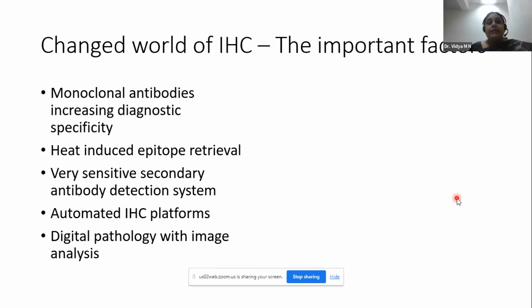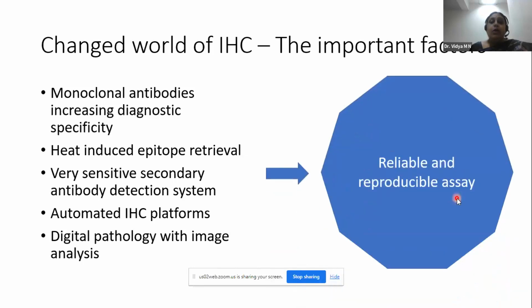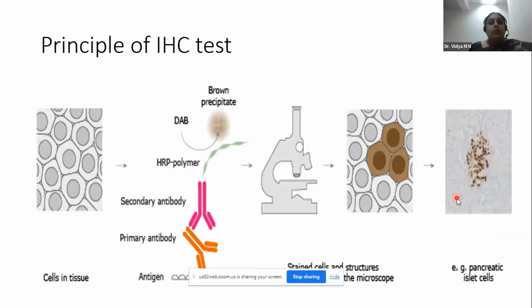And also we have very sensitive secondary antibody detection systems, which reduce the background noise, and the specificity of your test increases. And also we have automated IHC platforms. We know of many IHC platforms which can cater to your high throughput labs as well as your low throughput labs. So this, along with, definitely last but not the least, digital pathology with image analysis, has all led to reproducible and reliable assays on our IHCs. It is no more that, okay, I'm doubtful on what my IHC result is. A lab can definitely sign off a very confident and reliable IHC report. So these are a few things.